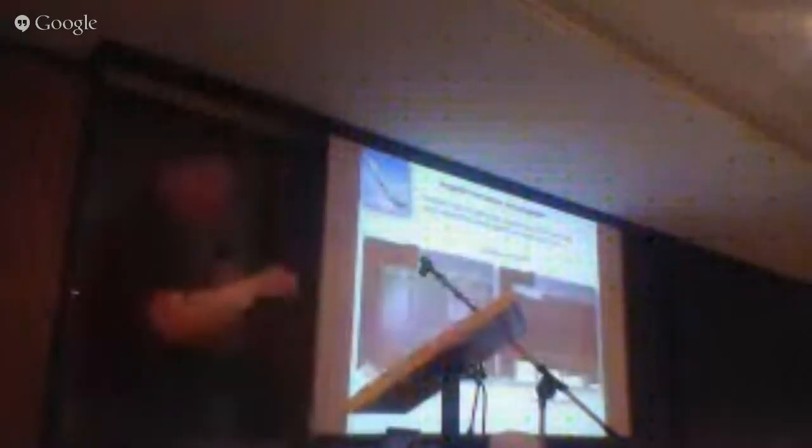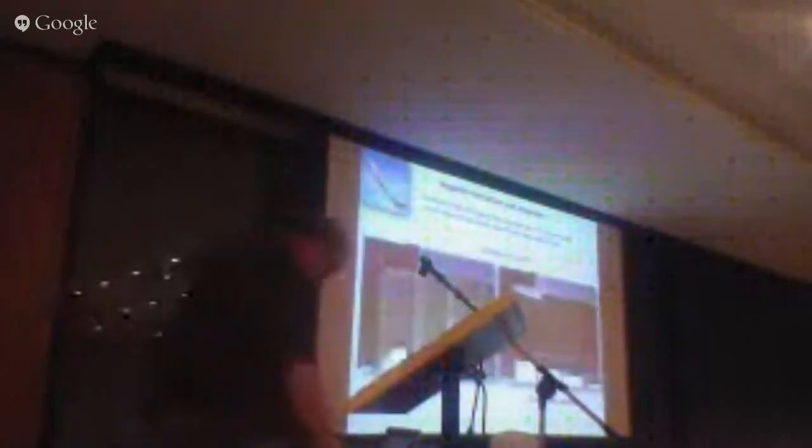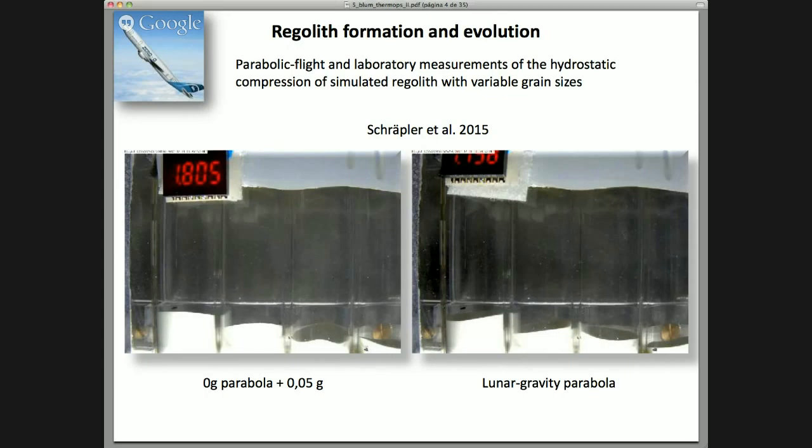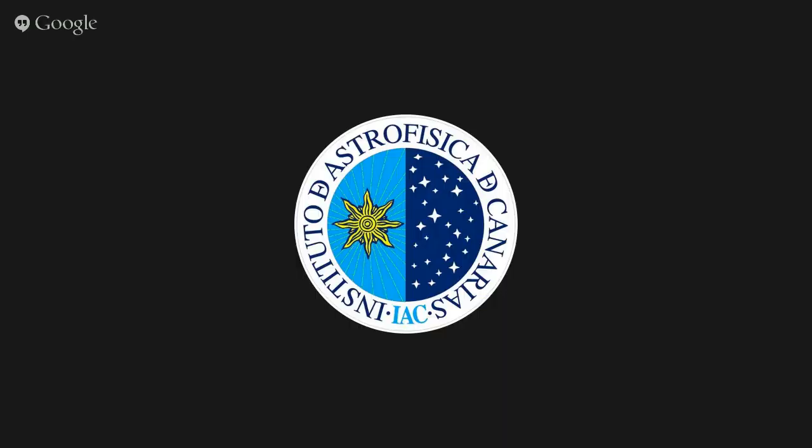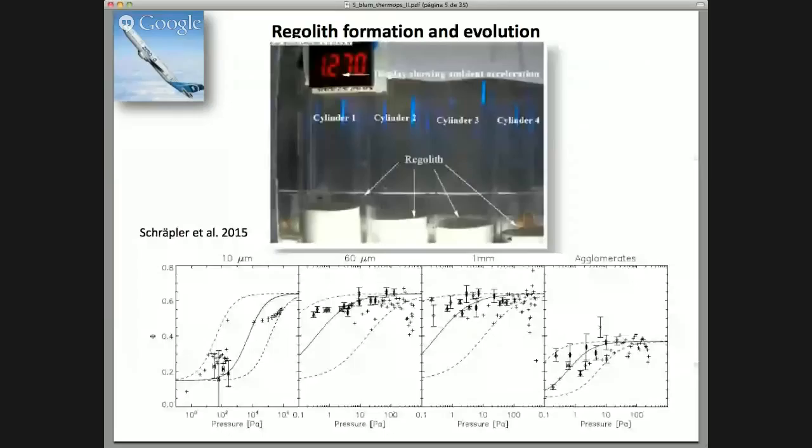Okay, now we're in the lunar parabola, and we measured the fill heights at different g levels, lunar, Martian, and so on, with about 5% plus or minus whatever the plane gave us. And here are the results that were just published a couple weeks ago in Icarus, the forthcoming issue actually. This is for 10 micron grains, 60 micron to millimeter grains, and agglomerates of micron-sized grains, and we fit models of stratification of regolith to the data.